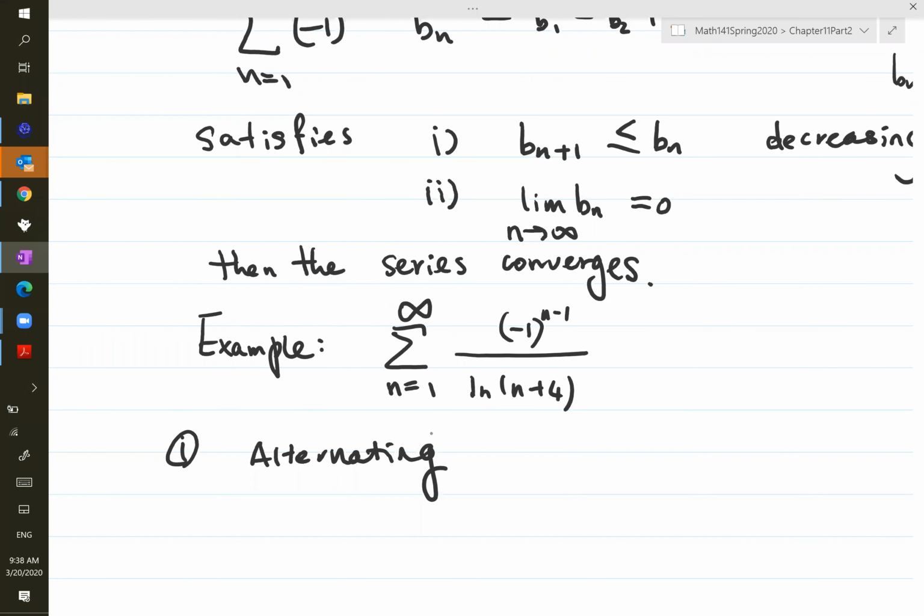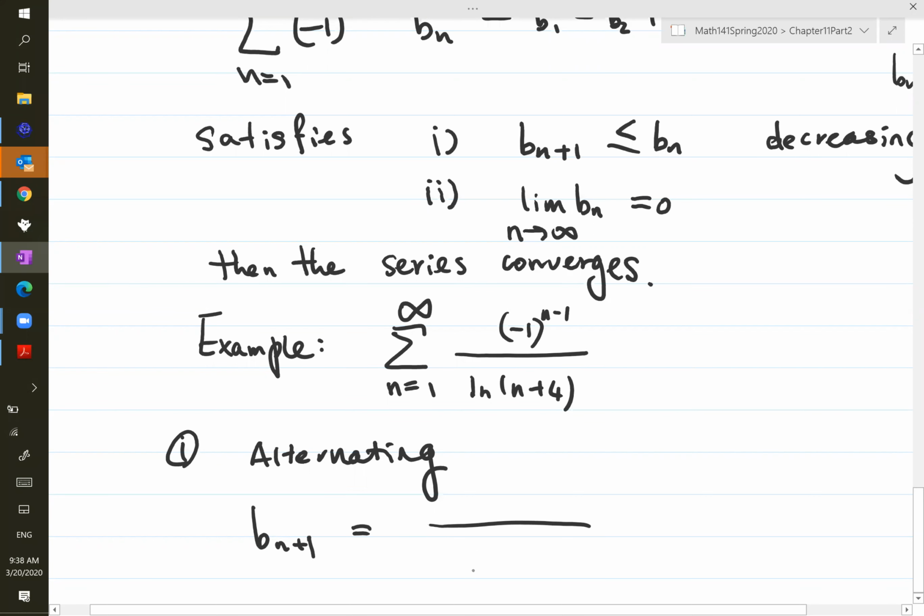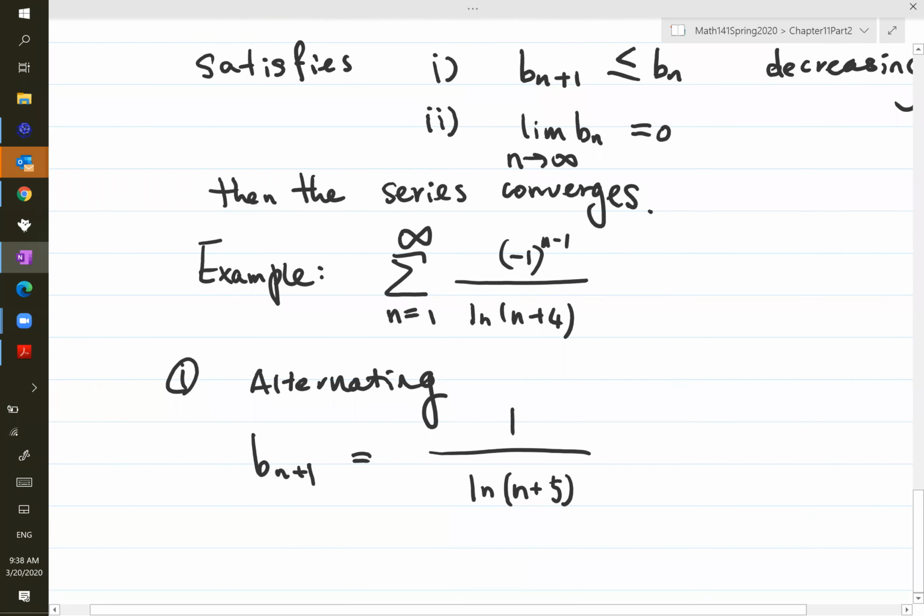So here bn plus 1 will be 1 over ln of n plus 1 plus 4, so it's n plus 5. Here bn, the positive part, is 1 over ln n plus 4.